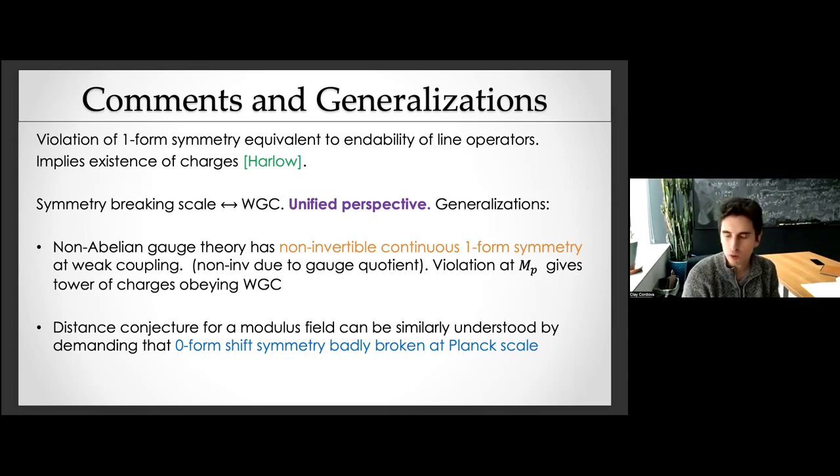We can also talk about conjectures that have to do with zero-form symmetry. So for instance, a famous one is the distance conjecture. The distance conjecture says that if we move a modulus all the way out to infinity, then there must be a tower of light fields, a tower of fields that come down exponentially fast. And well, the modulus, as it moves out towards infinity, is developing a shift symmetry. And this shift symmetry, being badly broken at the Planck scale, is actually equivalent, in certain contexts, to the distance conjecture. So that gives another unified point of view on those conjectures. Okay, so I'm almost out of time.